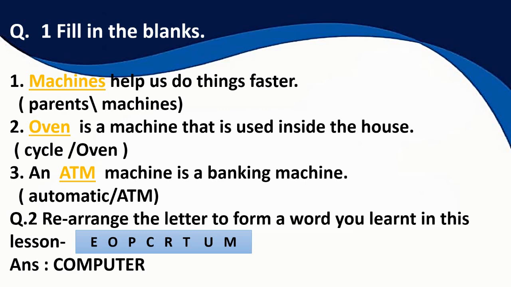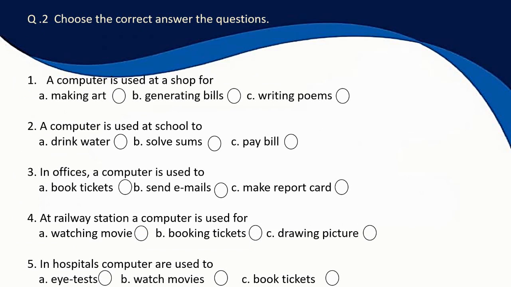Question number 3. Choose the correct answer to the question. First one, a computer is used at a shop for: making art, generating bills, writing poems. So the correct answer is generating bills. A computer is used at school to: drink water, solve sums, pay bills. So the answer is solve sums.